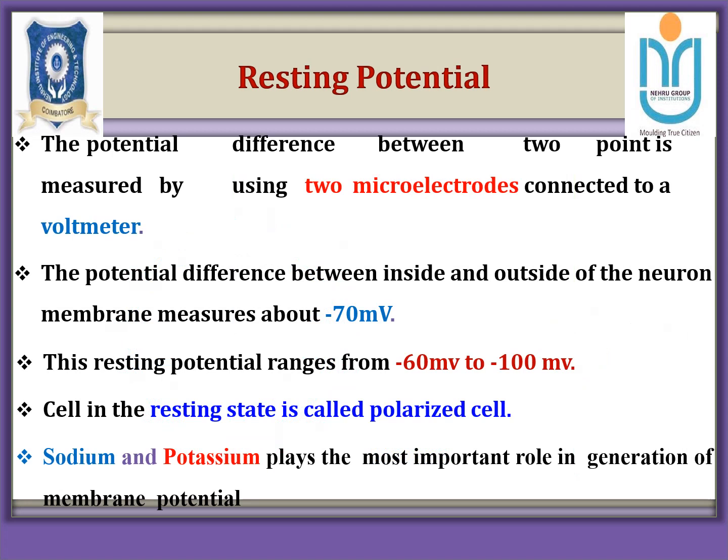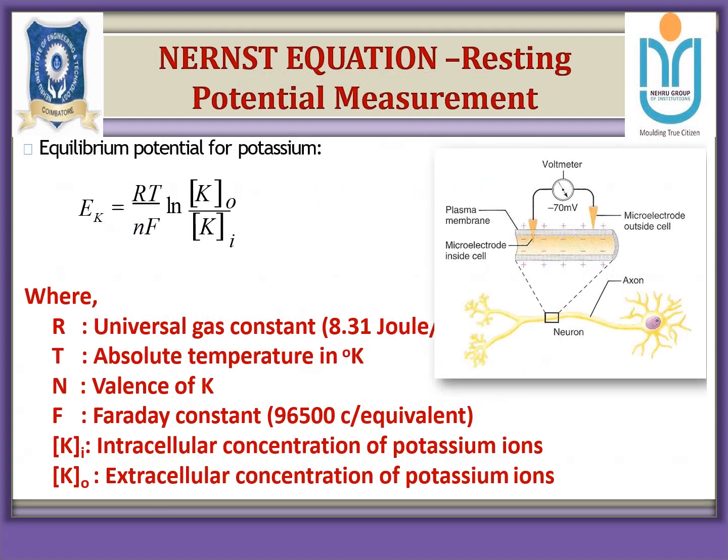Okay, so electrodes can be used to measure the resting potential of a cell. It is used to read the information. Then using a voltmeter you can read the voltage. So when a cell is in the resting state, the average resting potential ranges from minus 60 millivolts to minus 100 millivolts. And the cell in the resting state is called a polarized cell because it has more negative ions. And the reason for polarization is the presence of potassium ions.